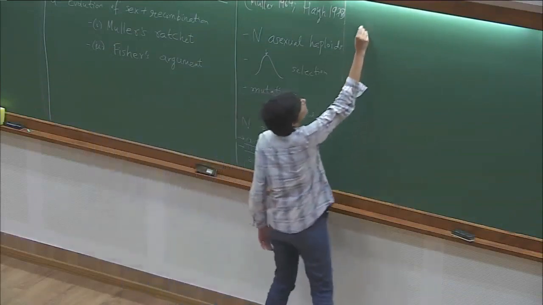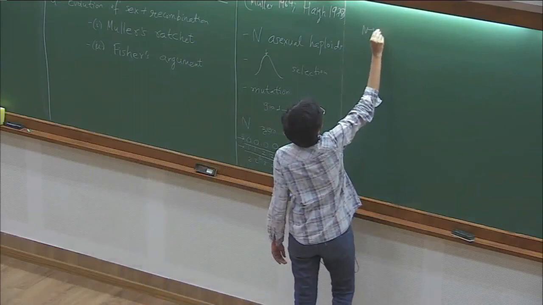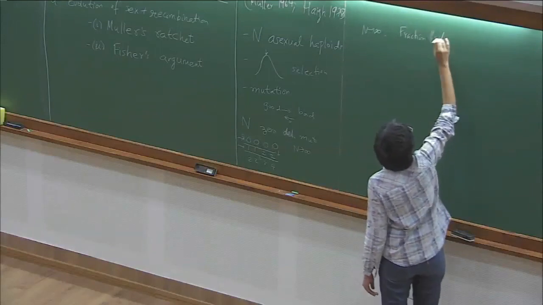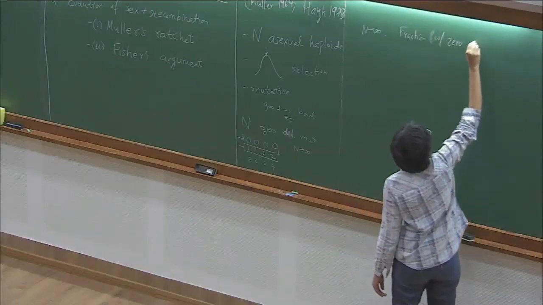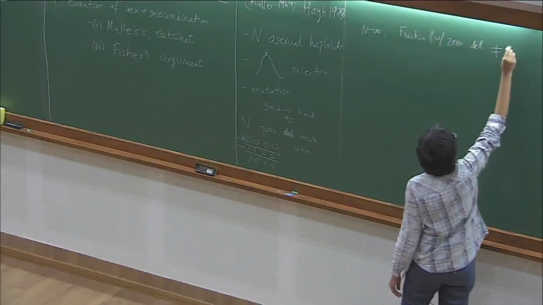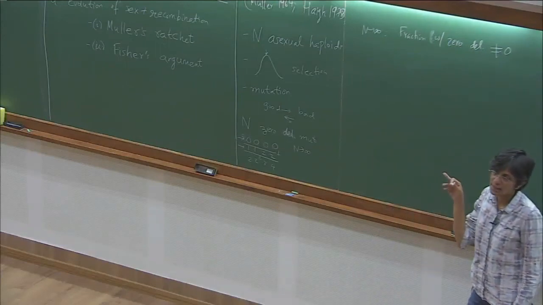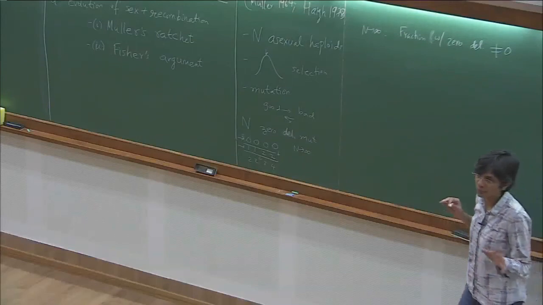If there's no genetic drift, the fraction with zero deleterious mutations is non-zero, although I have one-way mutation. This is something you have to work out. It can be done quite easily. You just have to set up this model I had written down on, I think, the second or third class.